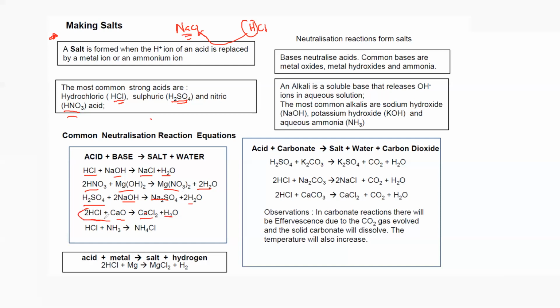So if it is hydrochloric acid, it will result in the formation of a chloride salt. If it is sulfuric acid, it will form a sulfate salt. And when acid reacts with a metal, it will give a salt and hydrogen, so we'll see bubbles. And that is a neutralization reaction to form salt.